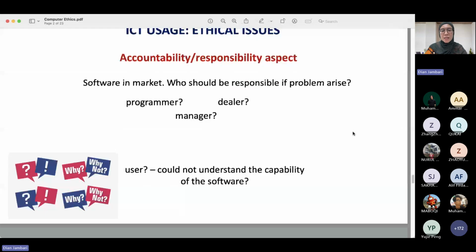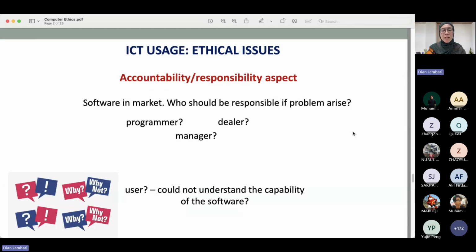And then another aspect related to accountability and responsibility as a professional is when we need to understand and be accountable and responsible in relation to any software or applications that are in the market. Okay, so in order for us to be ethical, we need to know who should be responsible if any problem arises related to a piece of software or application. Is it the programmer? Is it the dealer? Is it the manager? Is it the user who could not understand the capability of the software?